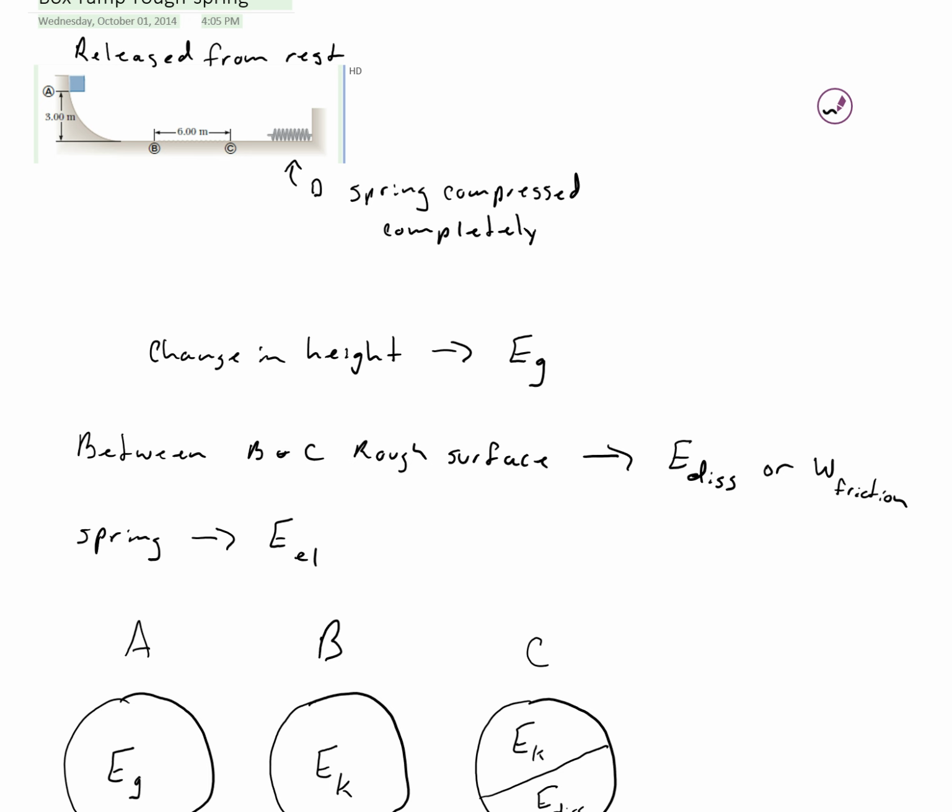And then at D, we have the spring completely compressed. We're not moving. We're on the ground. And so we have dissipated still. And then the rest is elastic.